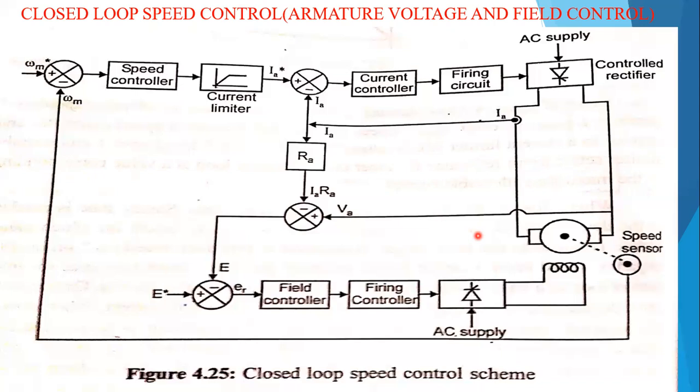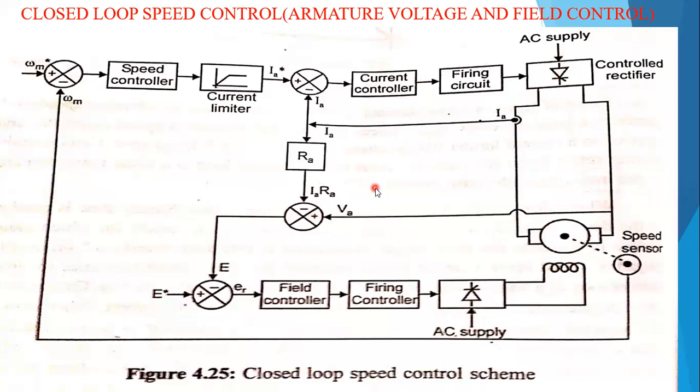Both armature and field are therefore fed from the supply through fully controlled rectifiers. Here, fully controlled rectifiers are used for both armature and field. This is called the armature voltage control method. The field winding is fed from a fully controlled rectifier, and the armature is also fed from a fully controlled rectifier. Understood?